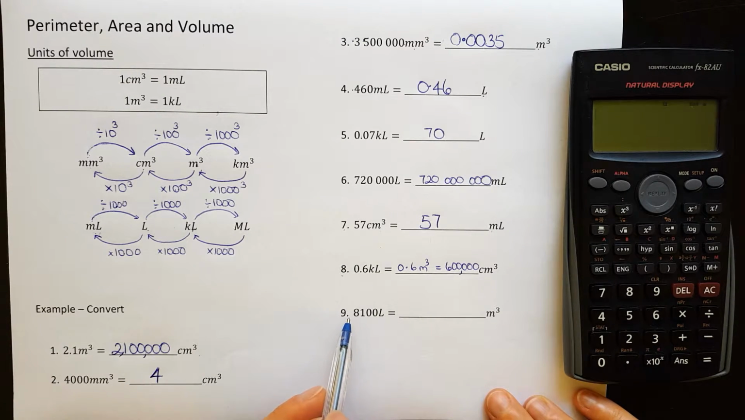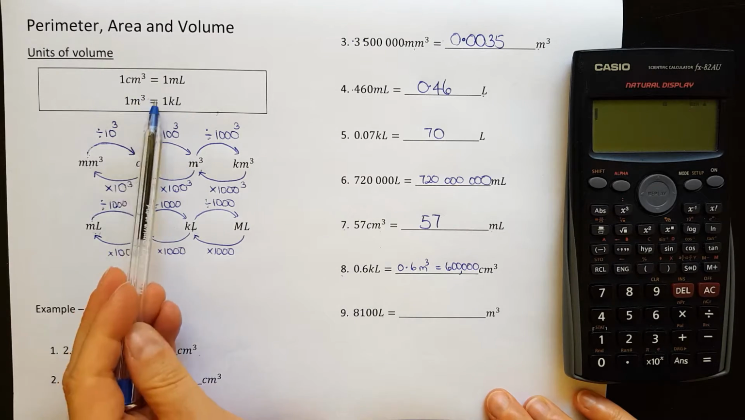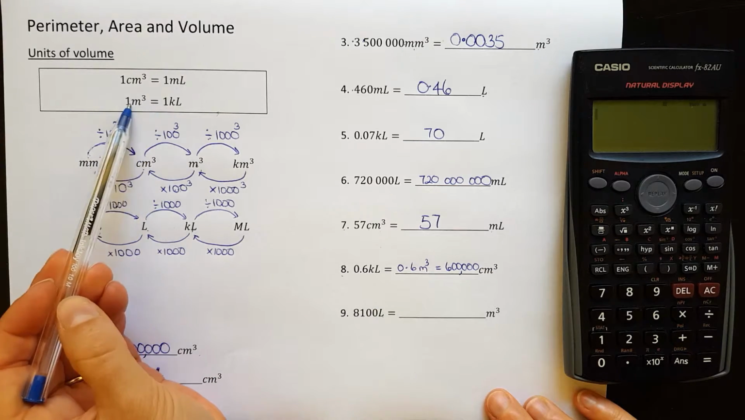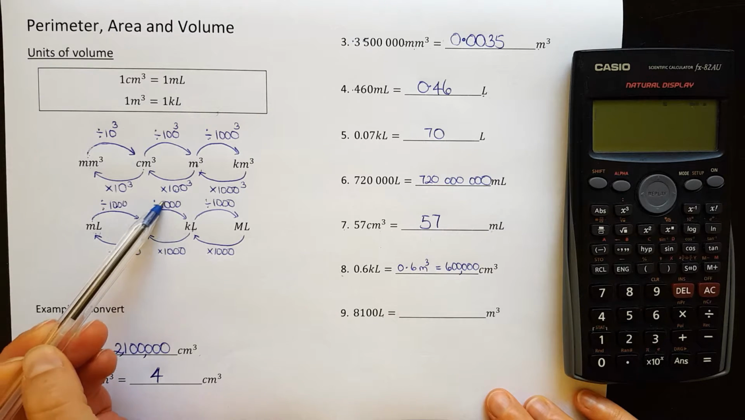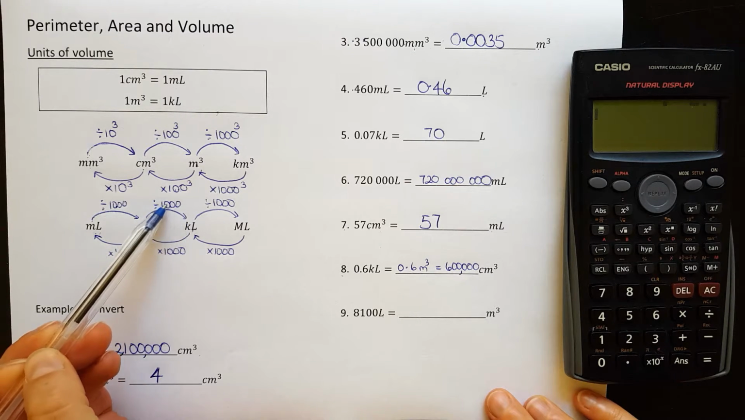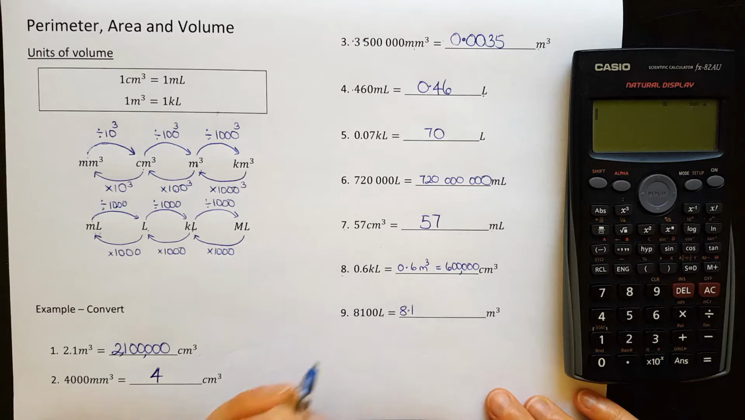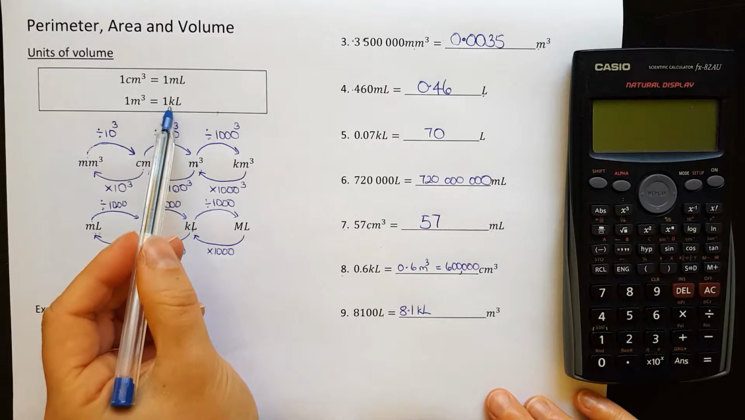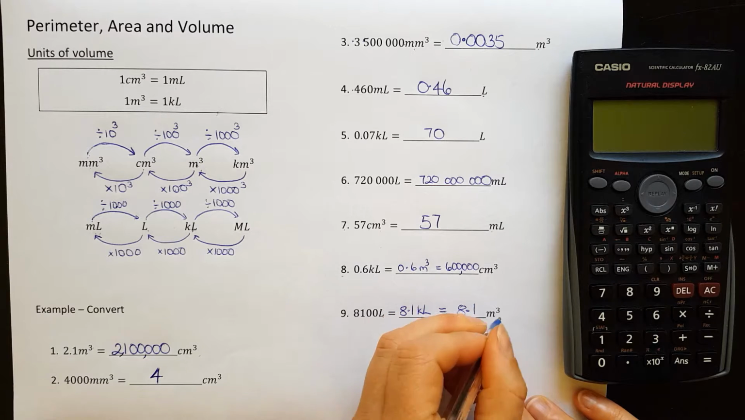Question 9. 8,100 liters to meters cubed. Liters. Okay, liters don't convert into anything nicely here, but if we want to get to meters cubed, we know that kiloliters goes nicely into meters cubed. So how about we change our liters to kiloliters? Follow the arrow. We want to divide by 1,000. So 3 zeros going backwards. 1, 2, 3 will be 8.1 kiloliters. Now kiloliters is exactly the same as meters cubed. So that's exactly the same as 8.1 meters cubed.